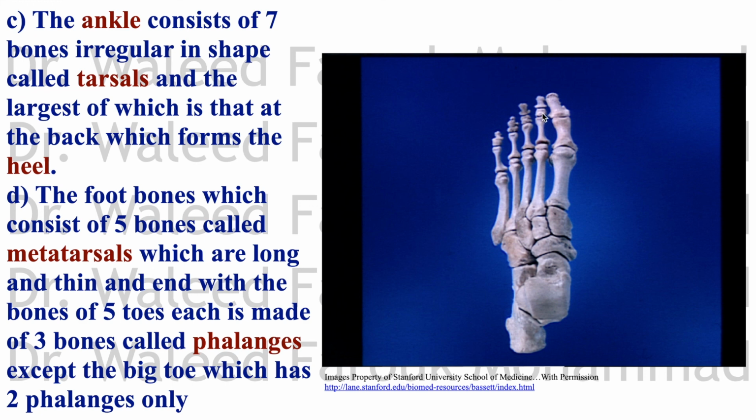Proximal, middle, and distal phalanx. See that? Proximal, middle, and distal phalanx. So in all toes, we have 3 phalanges each, except for the big toe, we have only 2 phalanges.